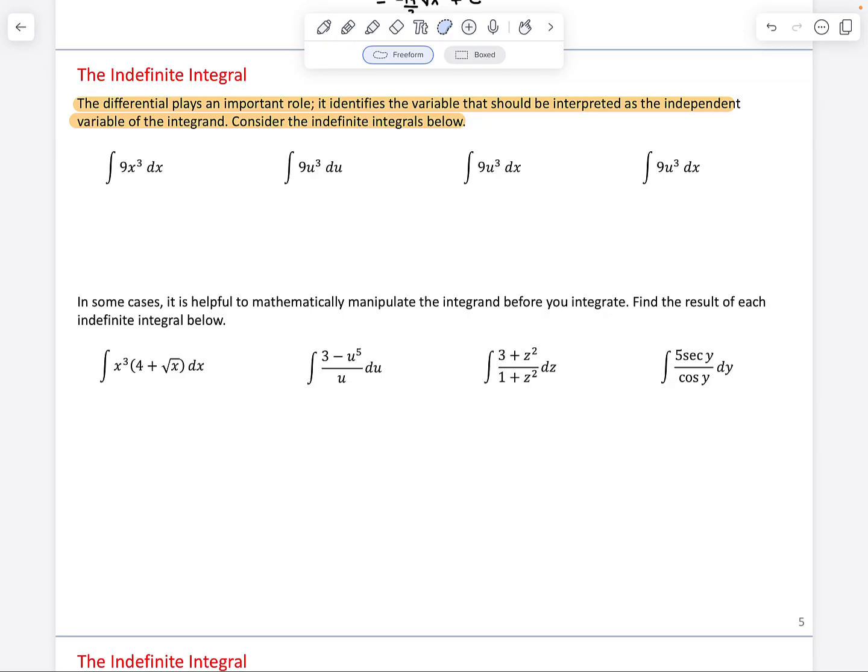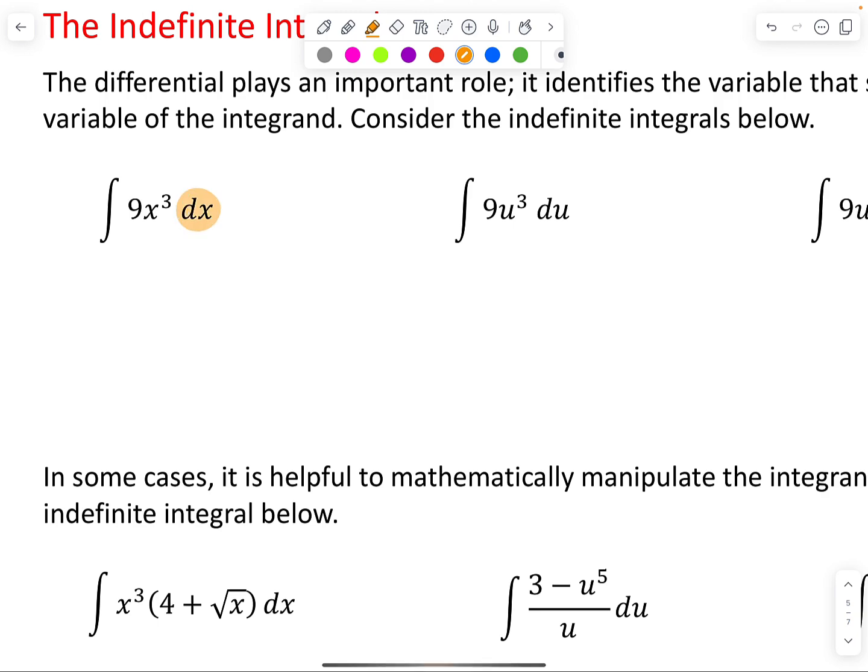It identifies the variable that should be interpreted as the independent variable of the integrand. Consider the indefinite integrals below. So there I have dx here. This tells me that x should be thought of as the independent variable, which is what we've been doing all this time so far. The 9 will stay, and then I just need to use the antiderivative rule for x cubed. That will become x to the 4 over the new power 4, and then plus c.